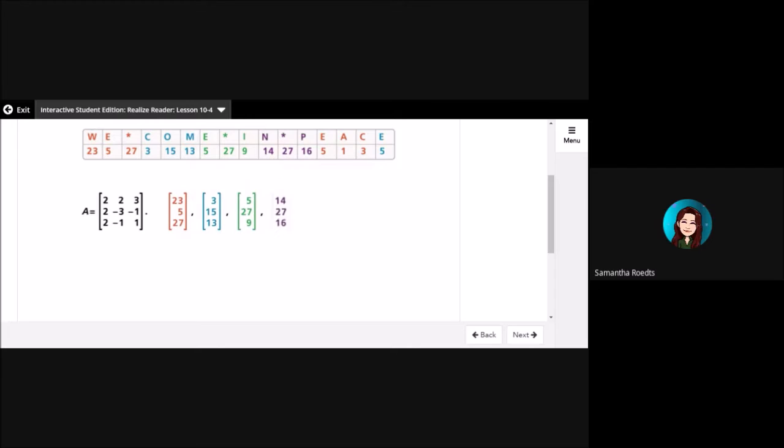The message doesn't evenly break into groups of 3. The E is left over. To make another group of 3, insert 2 more spaces. Create a matrix from these strings. Now you can encode the message by multiplying the matrix representation of the message by the encoding matrix.